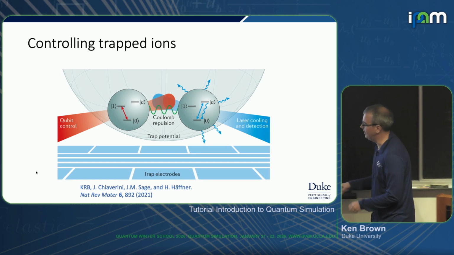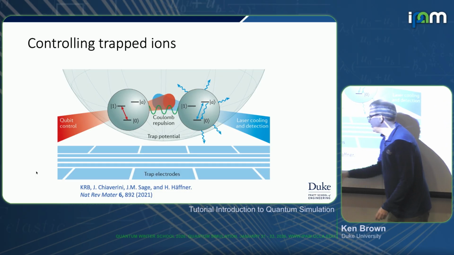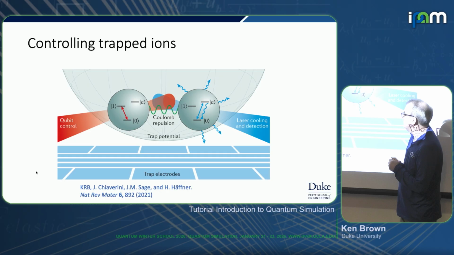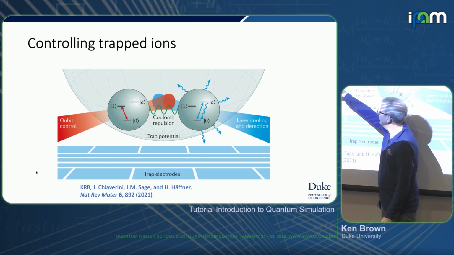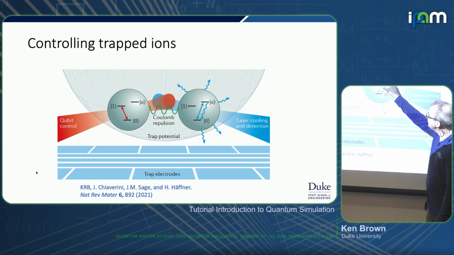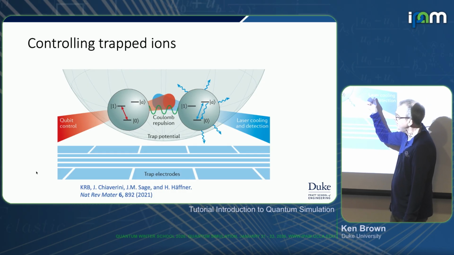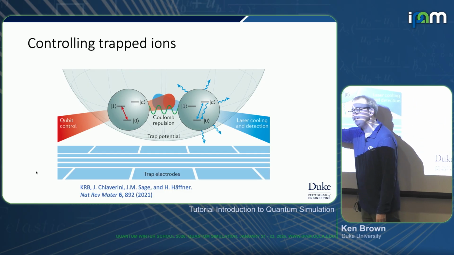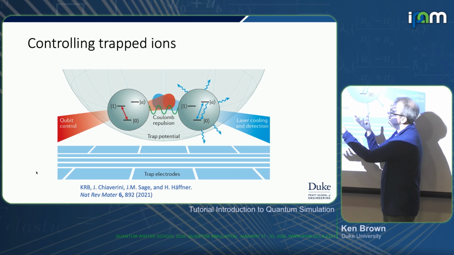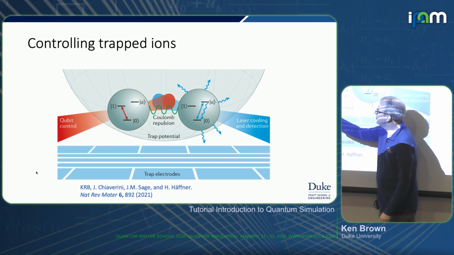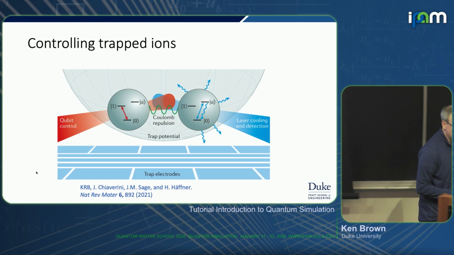This is just my cartoon, again from this Nature Reviews Materials paper with Hartmut, John Chiaverini and Jeremy Sage. The basic idea is you pick some levels inside this atom that are easy to control as the qubit. Then you have some other level which allows you to scatter a lot of photons. Scattering a lot of photons allows you to do cooling and detection. The conditional operation between these two ions happens due to the Coulomb interaction between the charges. So you need a way to transfer information from the ion's internal state onto the charge.